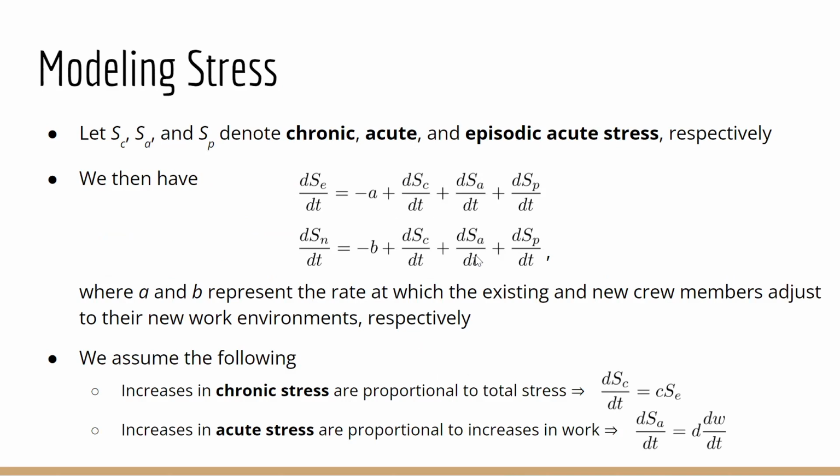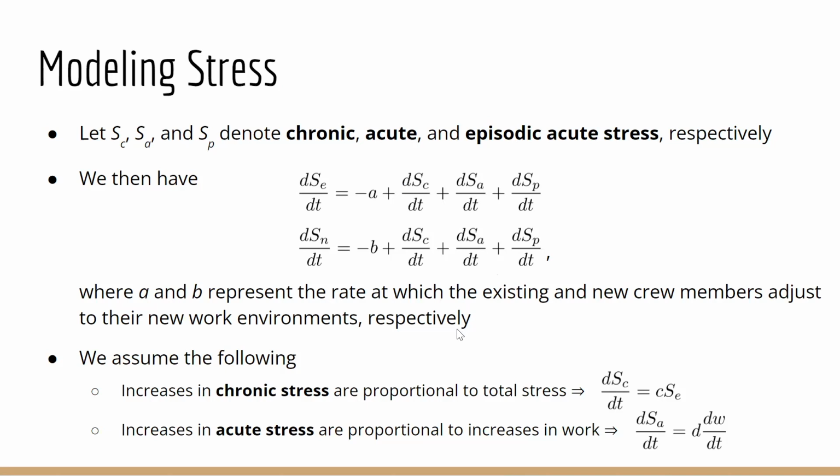So again, to model stress, we have three types: chronic, acute, and episodic acute. So to find our derivative of stress, we simply add the derivative of these three over time. And then for the stress of the existing crewmates, we also subtract A, which represents the rate at which they adjust to the influx of workers. And for new crewmates, we subtract B to represent the rate at which they adjust to the new environment and launch stress.